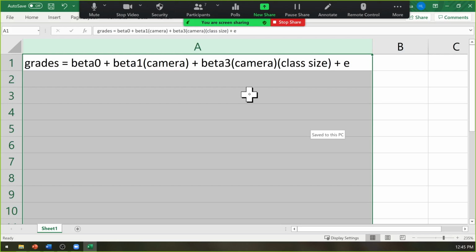Positive. Camera use helps your grades. Camera use is a proxy for engagement, so to speak, attention, things like that. What do I have to know, though, in order to interpret what beta 1 means?